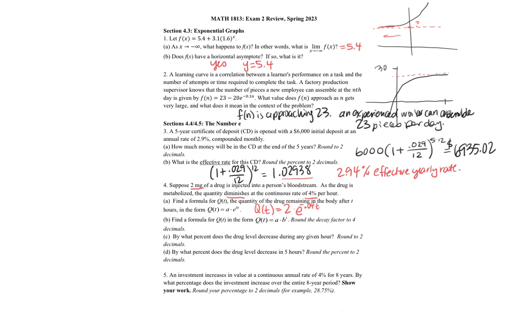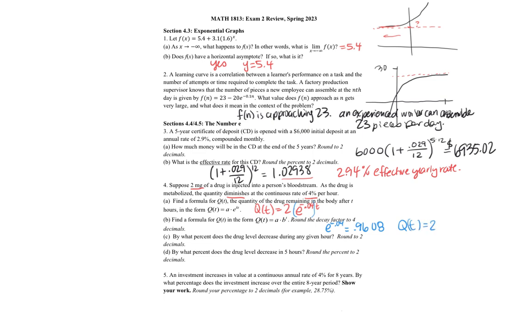For the next one, I want to find it in that form. So basically what I need to do is figure out what this number is. So if I do e to the negative 0.04, that gives me 0.96078. Hang on, how many decimals do I need? 0.9608 is good.